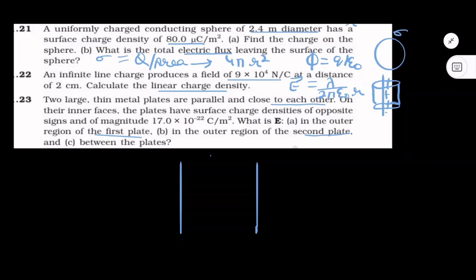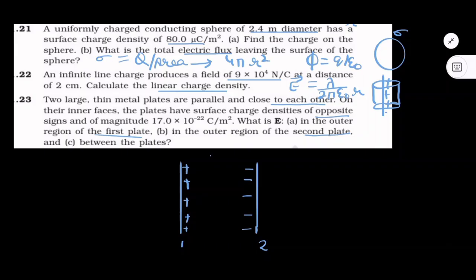On their inner surfaces, the plates have surface charge densities of opposite signs and of the magnitude this. Suppose this is plate 1 and this is plate number 2. Plate 1 has a positive charge on its inner side. Now we have to see that plate 2 must have negative charge on its inner side, since they are saying that the plates have opposite signs.